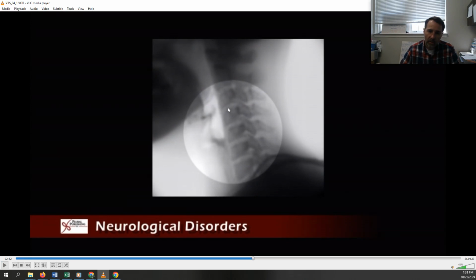So you see during the swallow that in addition to the pharynx not squeezing, the epiglottis doesn't come down, the larynx doesn't come up, the airway basically just stays wide open.